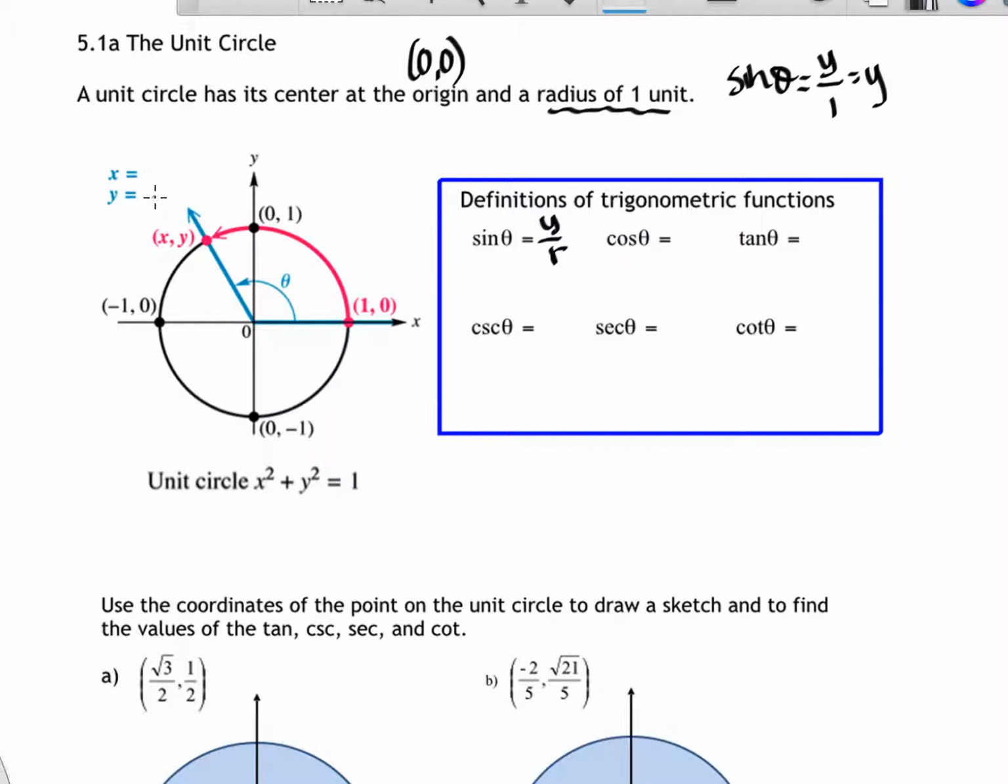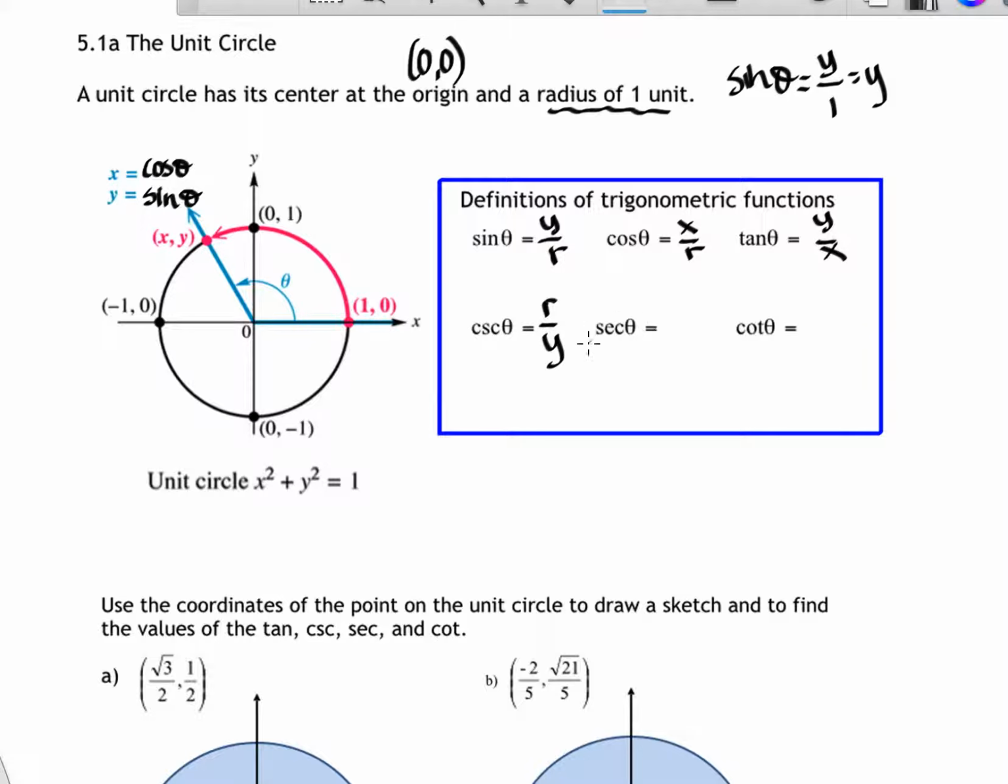So on the unit circle, the y value is the sine of an angle. And if you look at the cosine, and the cosine is x over r, then hopefully you'll see that the cosine of the angle is going to be the x-coordinate if you're on the unit circle. And the tangent's still going to be y over x. So the cosecant would be r over y.